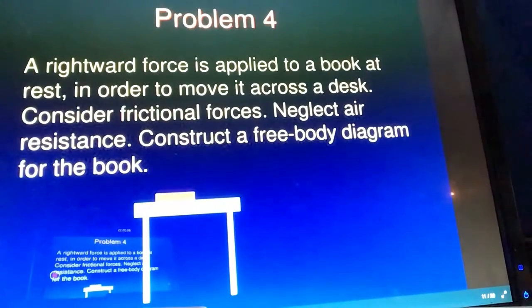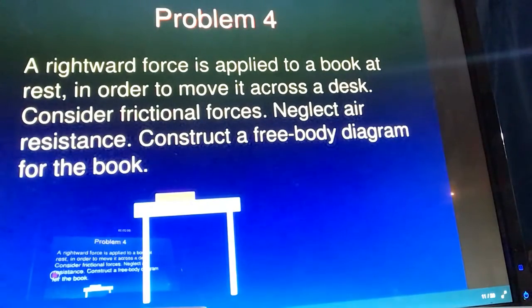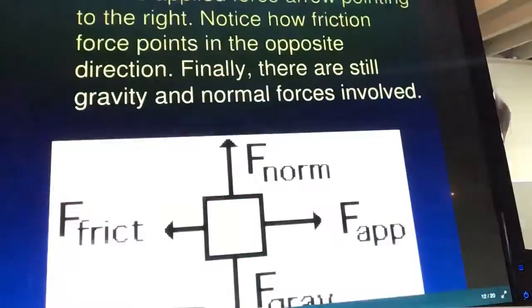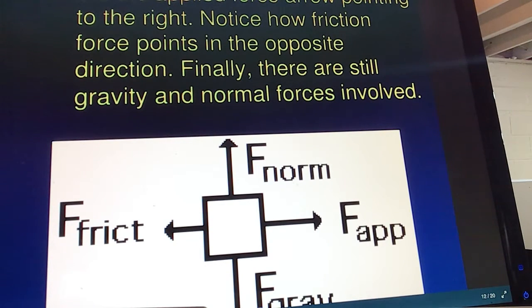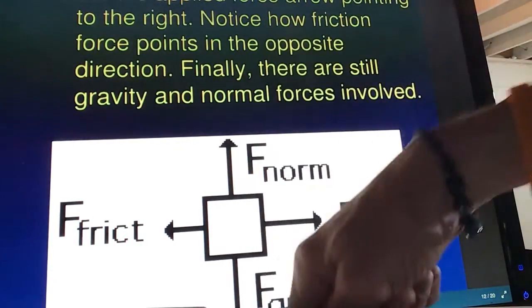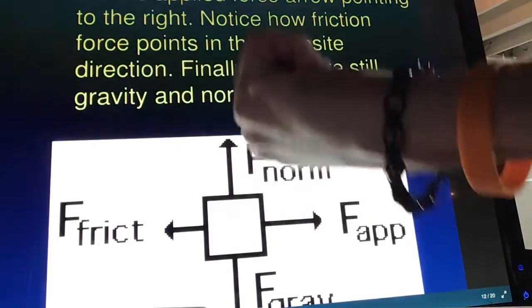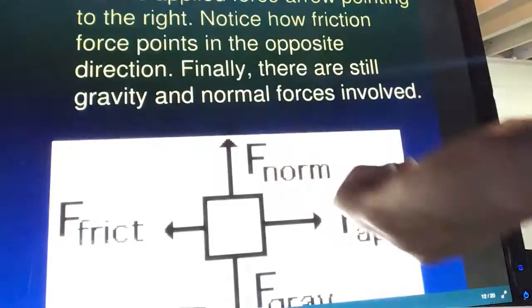Okay, problem 4. A rightward force is applied to a book at rest in order to move it across the desk. Consider frictional force, that's between the table and the book. Neglect air resistance. Construct a free body diagram. This is the one where I was just pushing. So you've got F grav. Gravity's always going to be there. Always include F grav. You've got F norm pushing up. The table's pushing up on the book. Frictional force is this way. To the right is applied force.